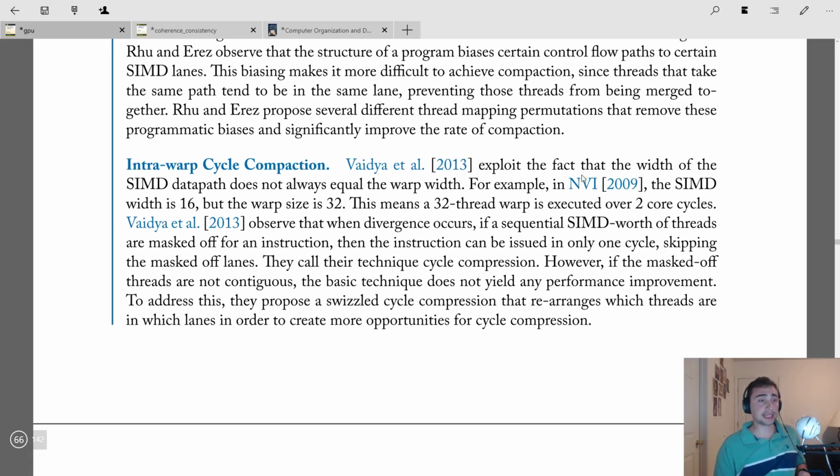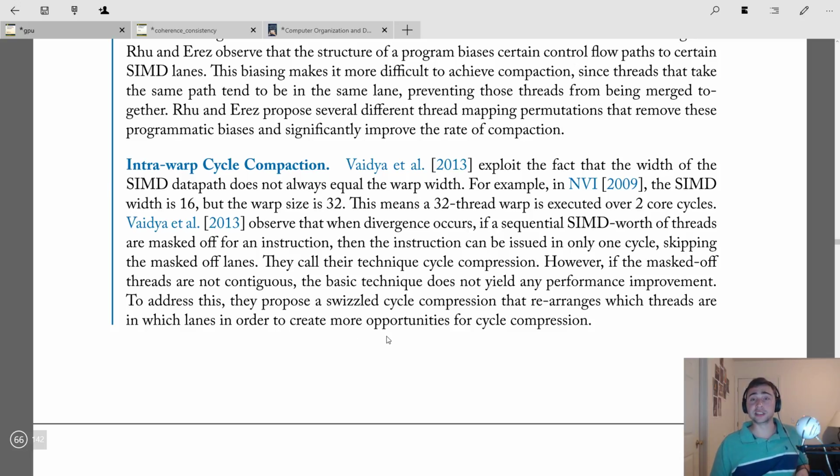Right, so this work from 2013 and 2009 exploit the fact that the width of the SIMD data path does not always equal the warp width. So for example, the SIMD width of 16 but a warp size of 32, which means that we'd actually need 2 cycles to compute something. Right, so this paper from 2013 observes that when divergence occurs, if a sequential SIMD width worth of threads are masked off for an instruction, then the instruction can be issued in only 1 cycle, skipping the masked off lanes. So they call this technique cycle compression. However, if the masked off threads are not contiguous, the basic technique does not yield any performance.